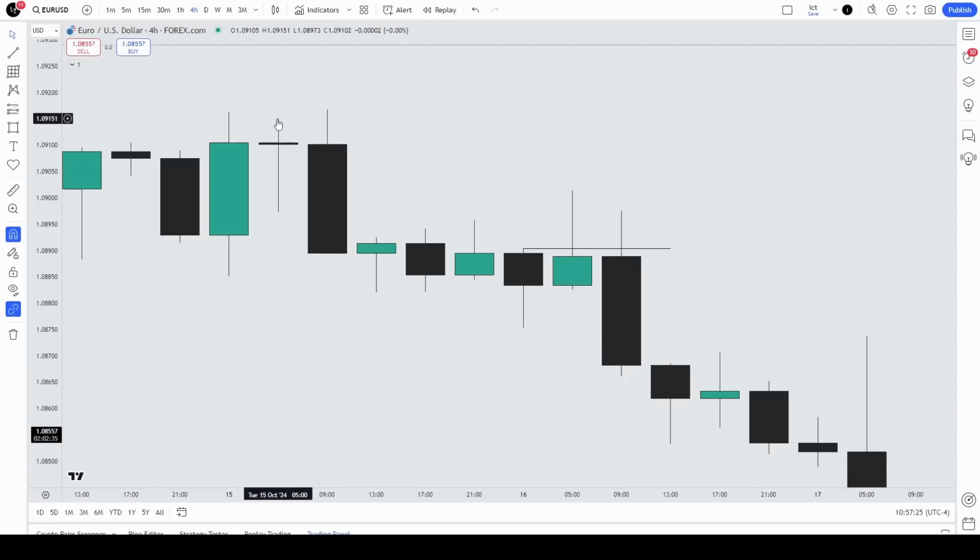order flow. The 5 a.m. candle doesn't take the high of the 1 a.m. candle, and it doesn't take the low, so it's an inside candle. The next candle creates an open, a high, a low, and a close.